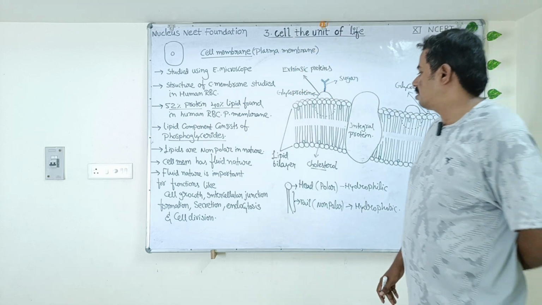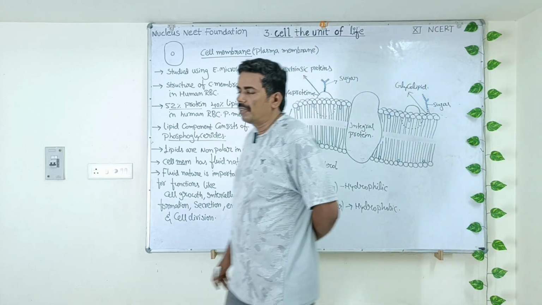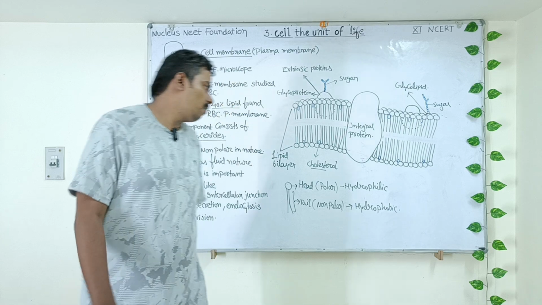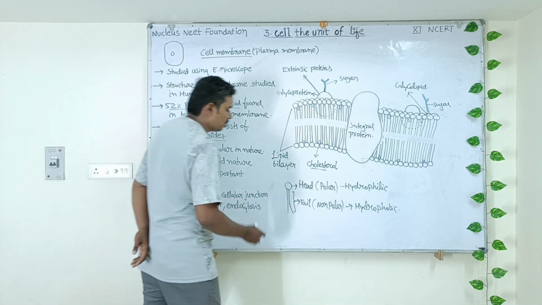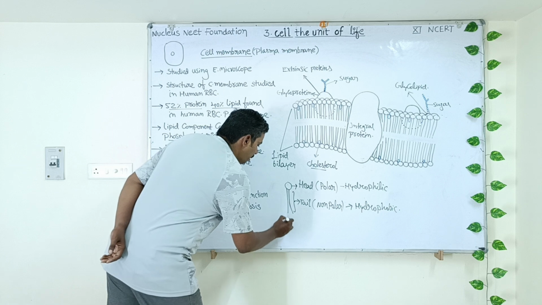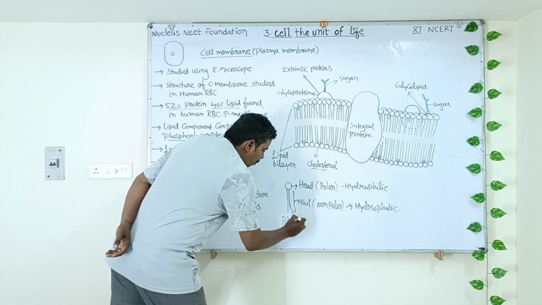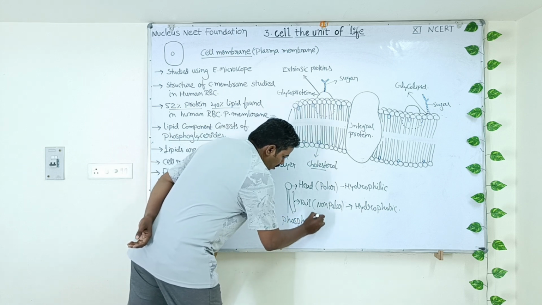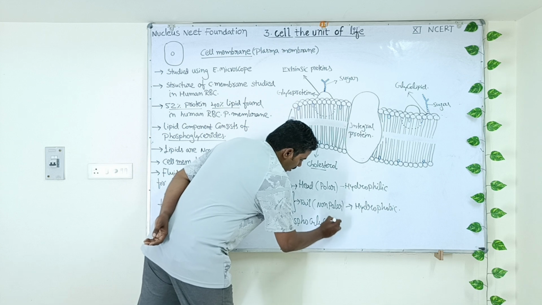There is one inorganic atom which is found in the lipids, that is phosphorus. Because of the presence of phosphorus, these lipids can be called phosphoglycerides. Chemically they are phosphoglycerides.